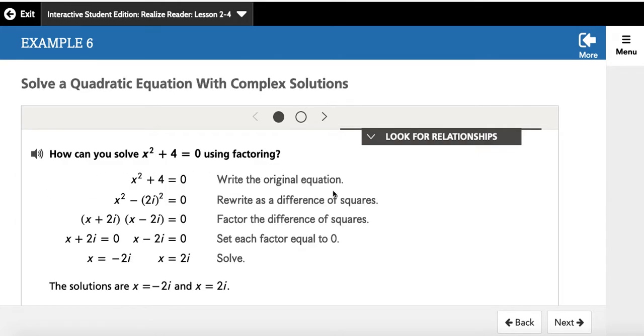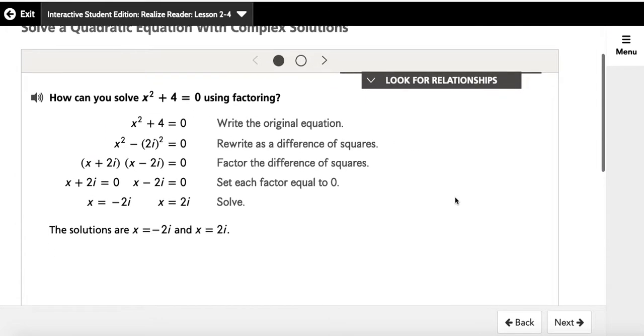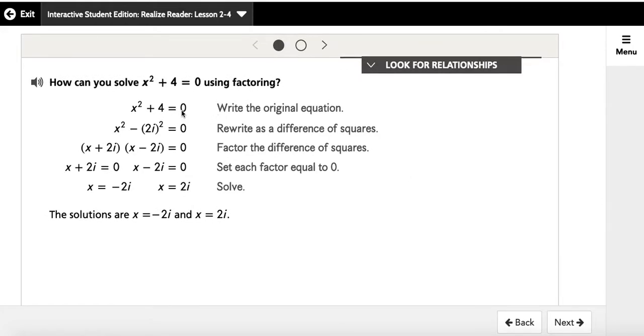Well, first we write down the original equation, and if it's not already solved for 0, meaning it has 0 on one of the sides, then you need to add or subtract things to set it equal to 0. Rewrite it as the difference of squares, so x squared, and then 4 is a perfect square, so we can break that into (2i) squared like we did in the previous problem.